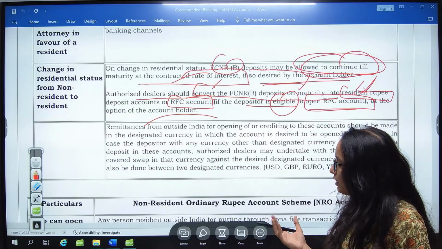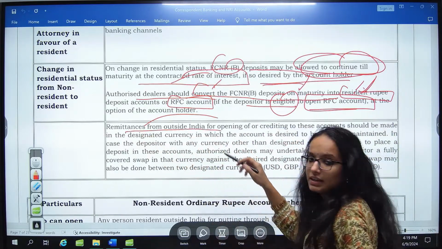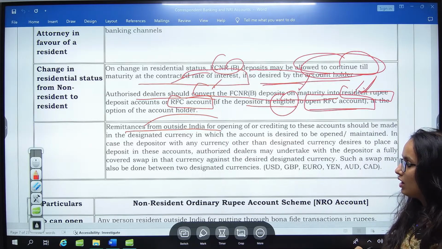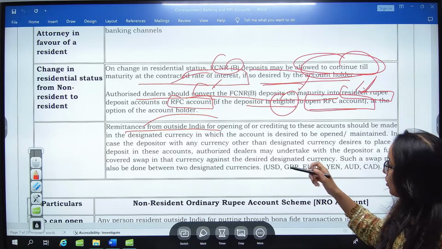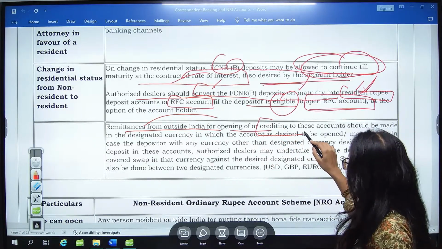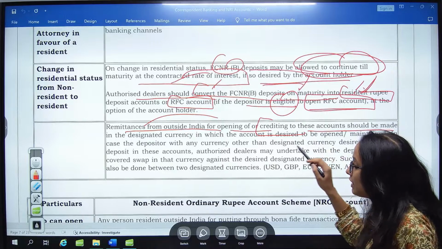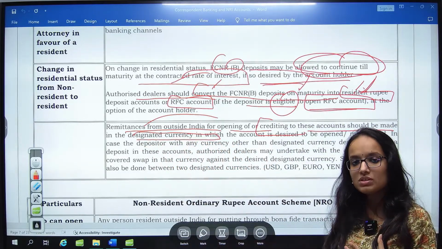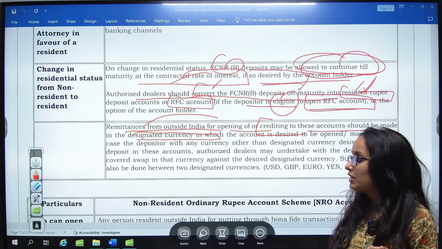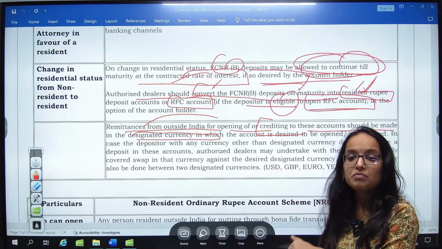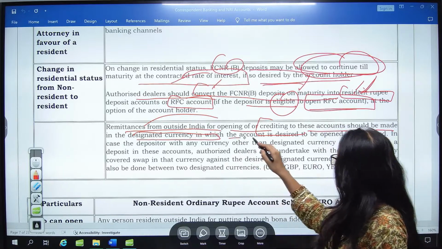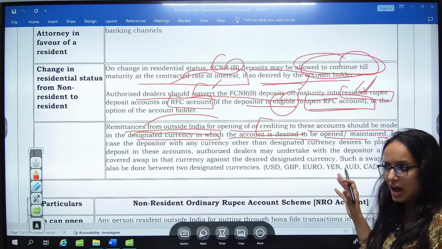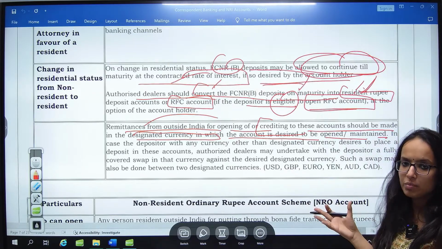Clear? Now, remittances from outside India. This is another important provision which you should remember. Remittances from outside India for opening or crediting to these accounts should be made in the designated currency only. Any inward remittances coming to this account have to be in the designated currency which is freely convertible, in which you want to maintain the account, whichever currency among the designated currencies.